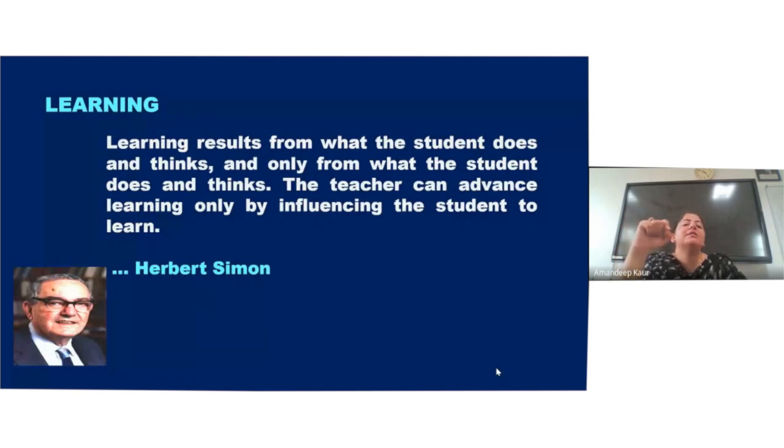And as per the research, the learning results from what the student thinks and only from what the student thinks. The role of the teacher is only to create an environment that influences the students to learn. And how practically are the students going to learn? When the teacher is creating systematic experiences for the student, giving organized experiences, when the classes are full of observation, students have a chance not only to interact with the faculty, but also to interact with the materials.